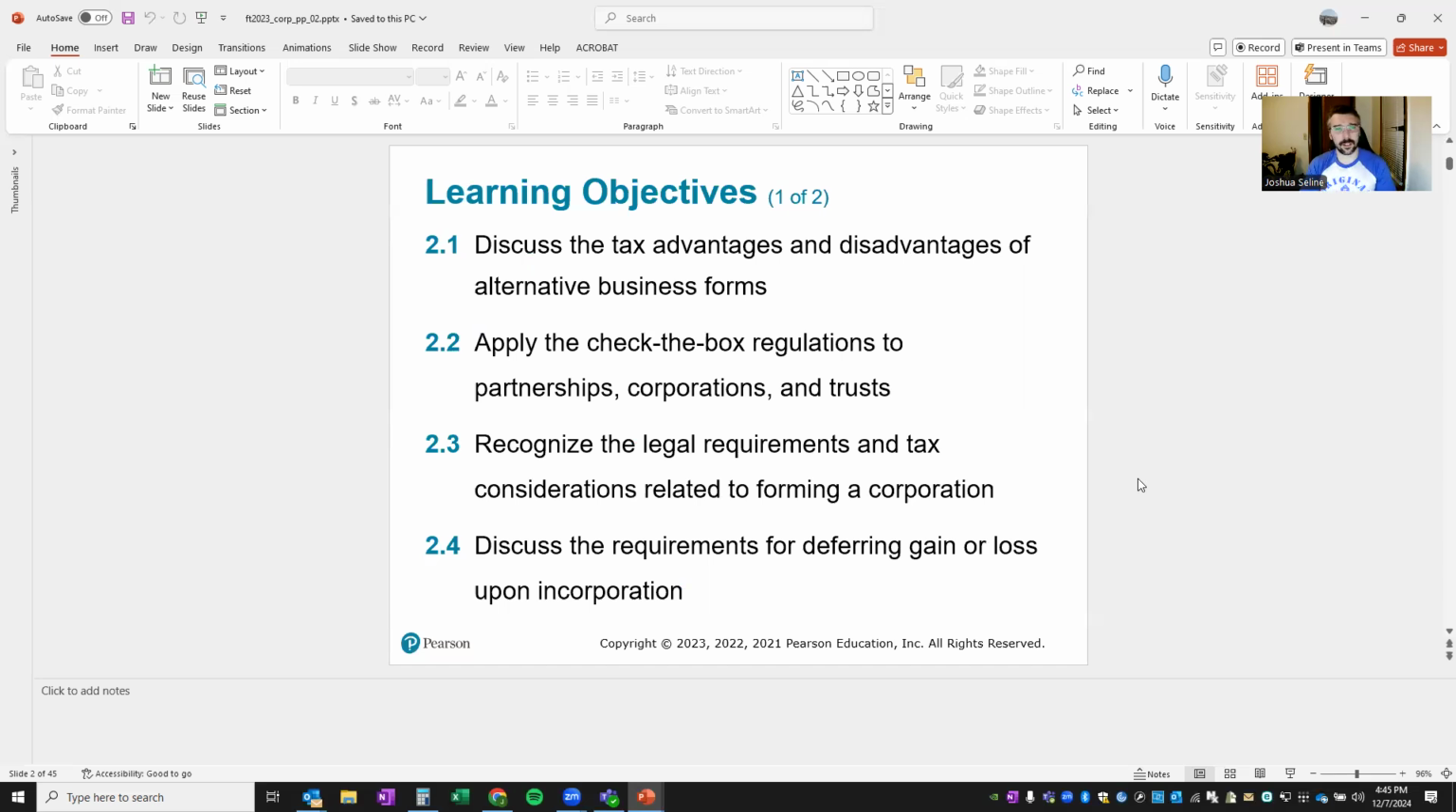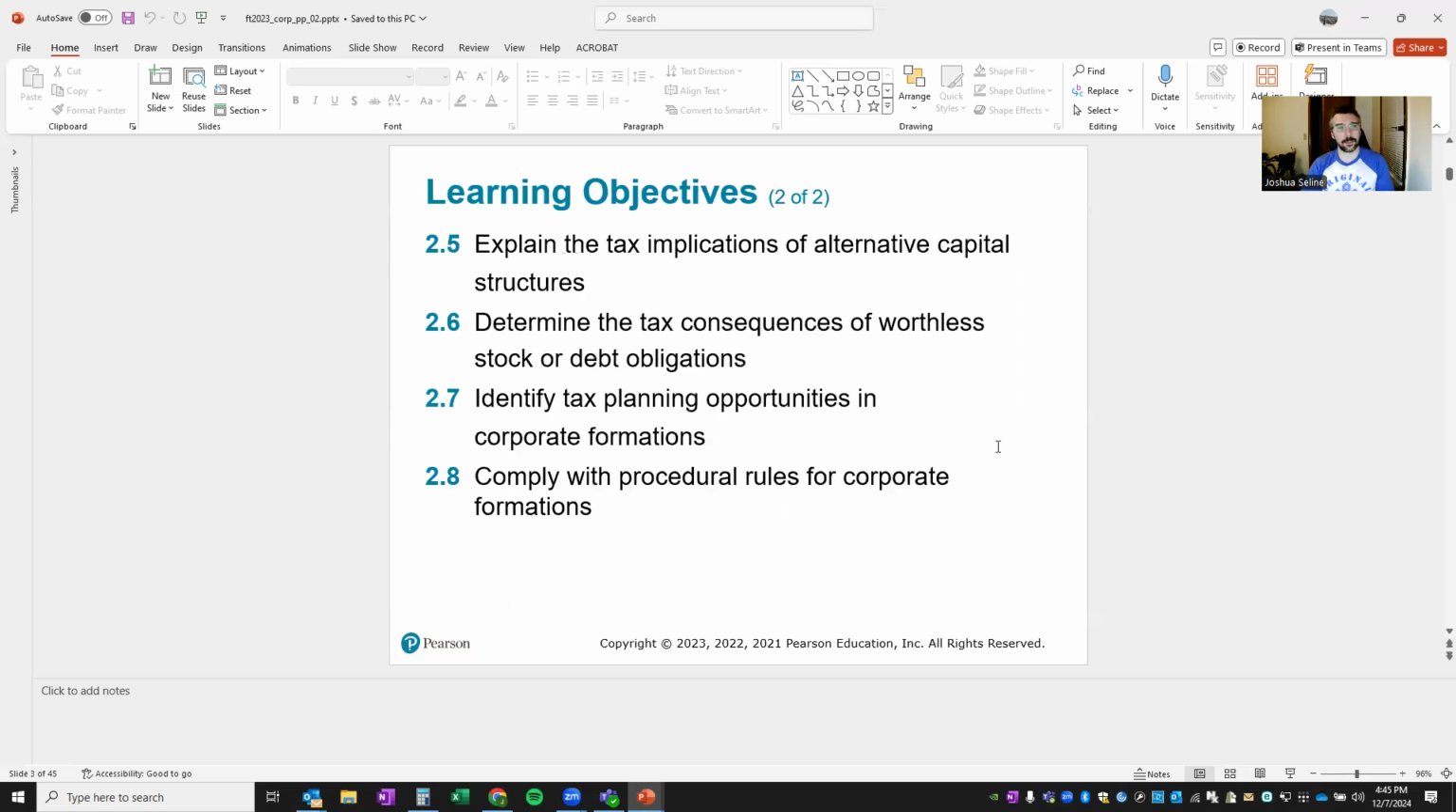Learning objectives. Discuss the tax advantages and disadvantages of alternative business forms. Apply the check-the-box regulations to partnerships, corporations, and trusts. Recognize the legal requirements and tax considerations related to forming a corporation. Discuss the requirements for deferring gain or loss upon incorporation. Explain the tax implications of alternative capital structures. Determine the tax consequences of worthless stock or debt obligations. Identify tax planning opportunities in corporate formations, and finally, comply with procedural rules for corporate formations.